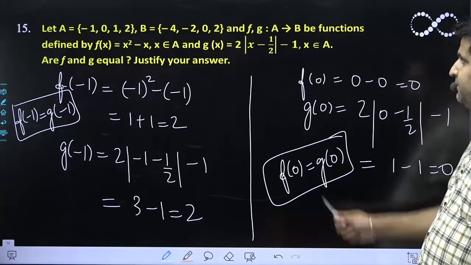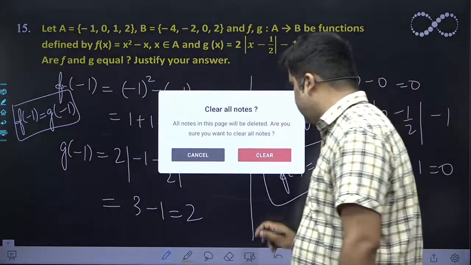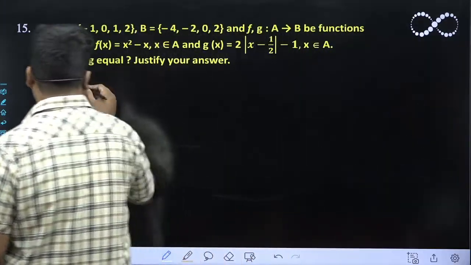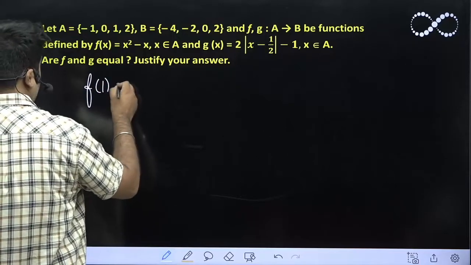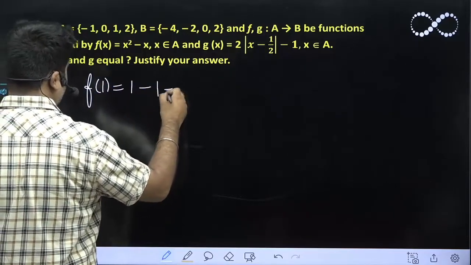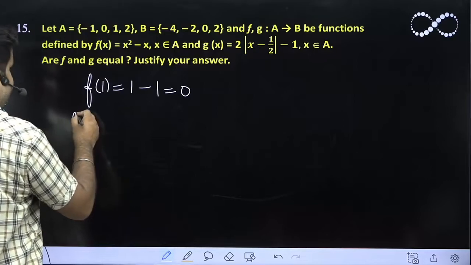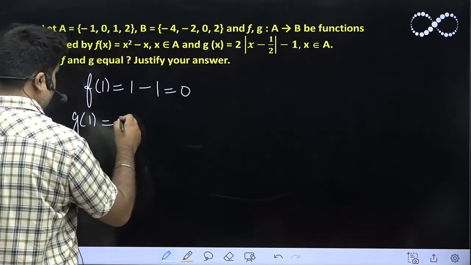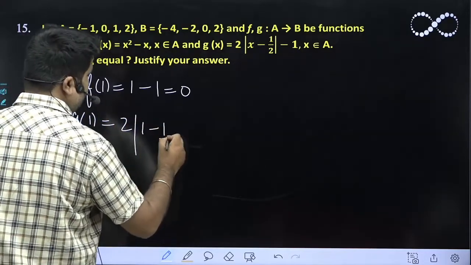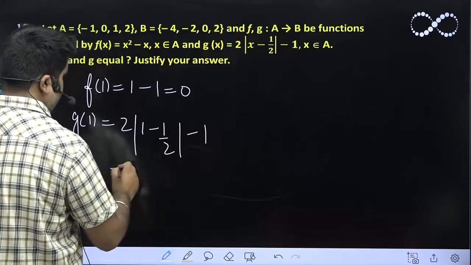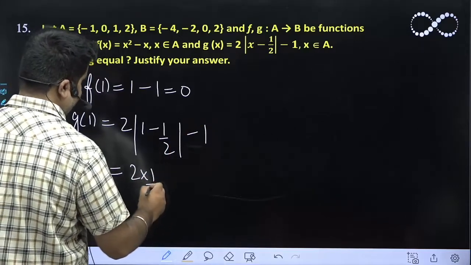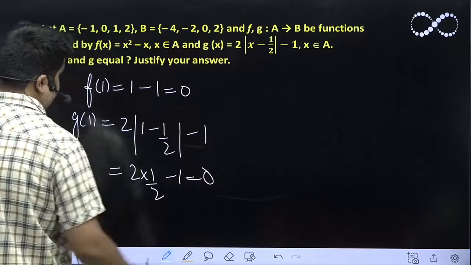So we are only left with 1 and 2. Let's check for them as well. So what is f of 1? 1 square minus 1. This is 0. What is g of 1? 2 times 1 minus half, minus 1. So 2 times half, minus 1, 0.